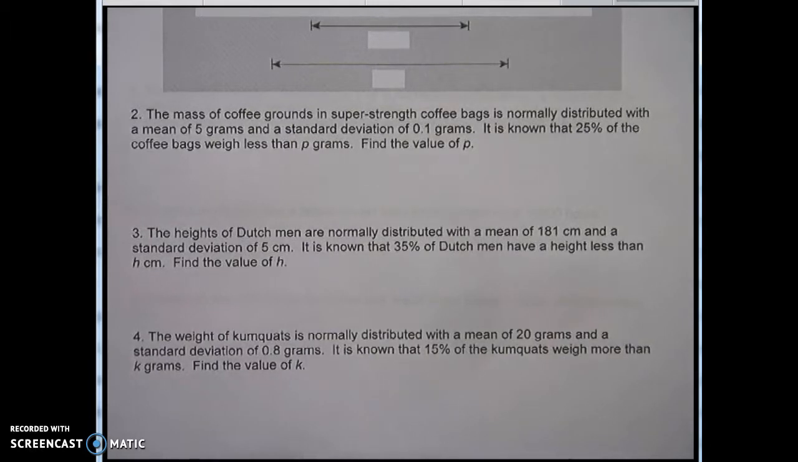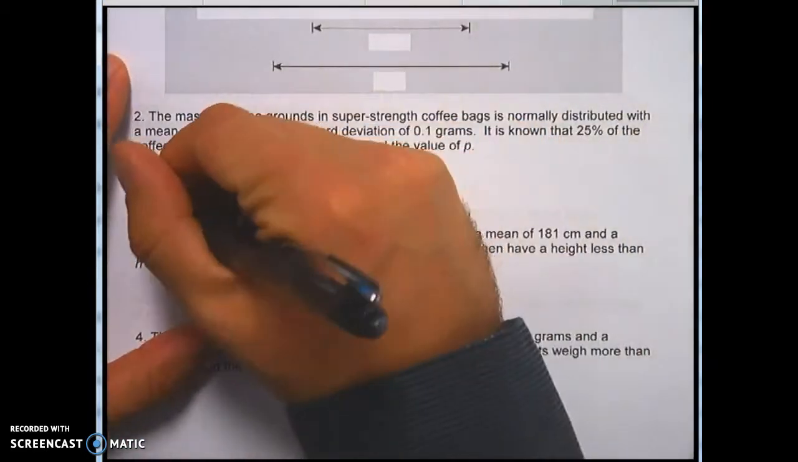I'm looking at number 2 here. The mass of coffee grounds in its super strength coffee bags is normally distributed with a mean of 5 grams and a standard deviation of 0.1 grams. It is known that 25% of the coffee bags weigh less than p grams. Find the value of p.